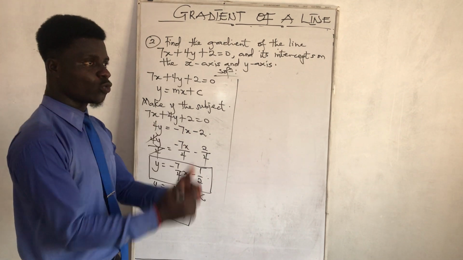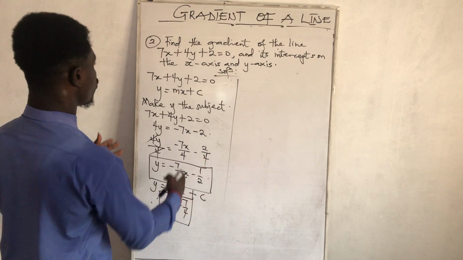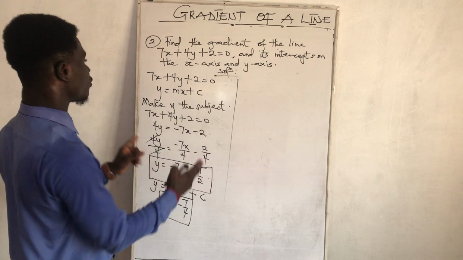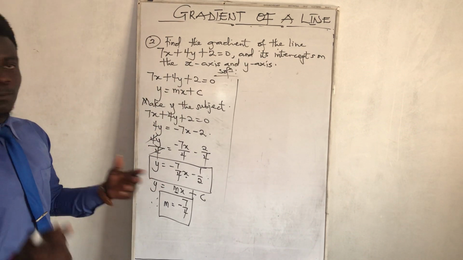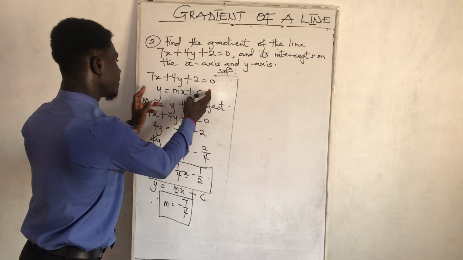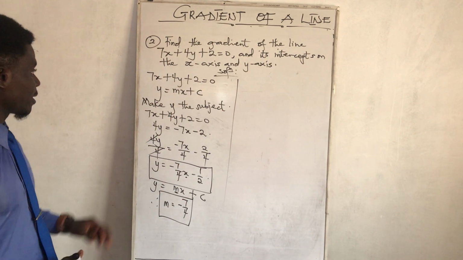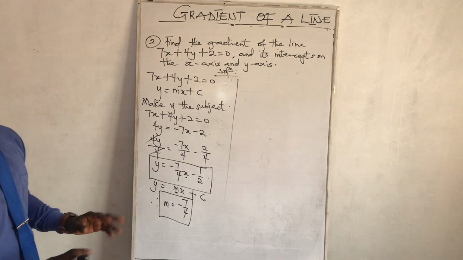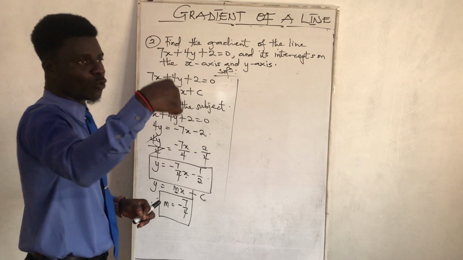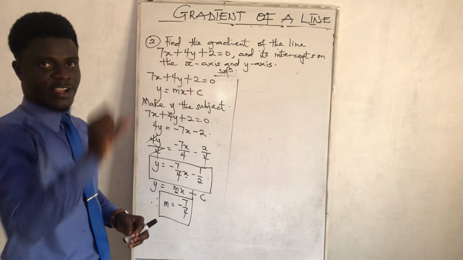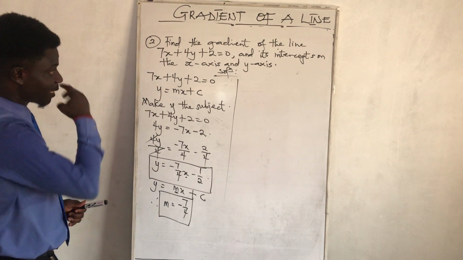So if they ask you to find the gradient given the equation of the line, make sure you put it in the form y equals mx plus c, the slope equation form, right? Make y the subject, then you are done. Then find the coefficient of x, which is m. The coefficient of x will determine the gradient of that line. So now the gradient is minus 7 on 4.